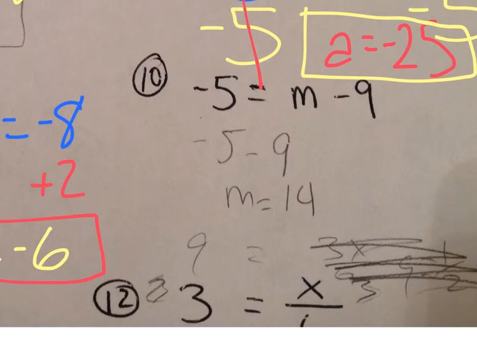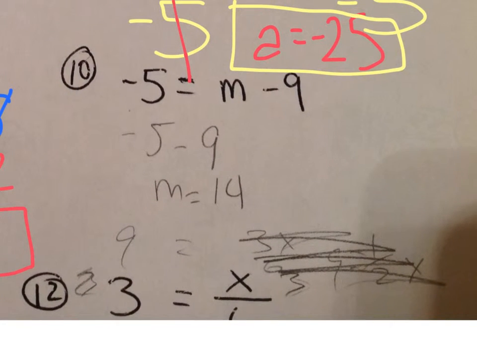Let's take a look at this one. Likewise, we need to get the m by itself. It says m minus 9 equals negative 5. Let's add 9 to both sides.